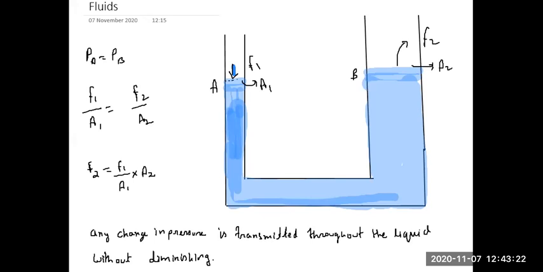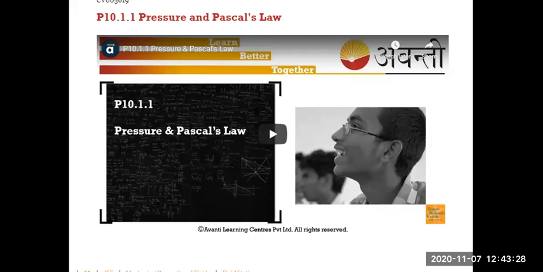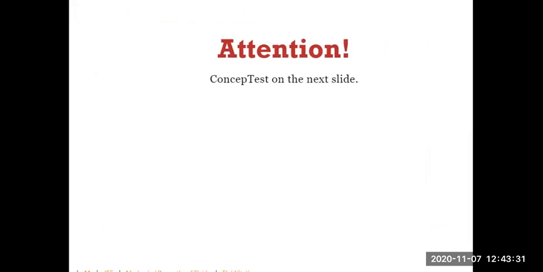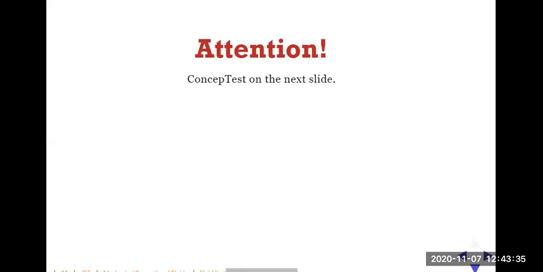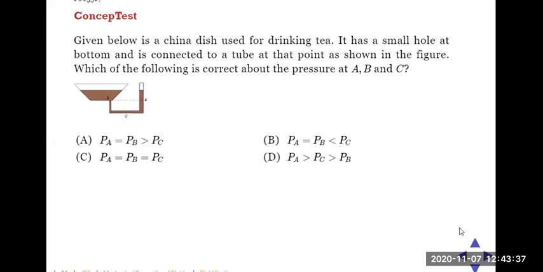So let's try some concept test based on this. Don't worry, I'll take it slow. I hope all of you are understanding each and every concept. Just raise your hand. Very good. Now try to solve this concept test. I'll give you 1 minute. Try to think, then answer.